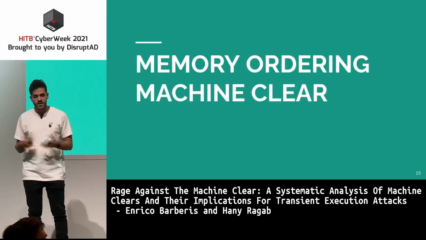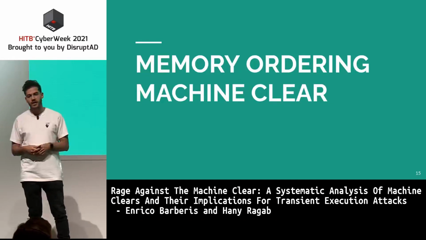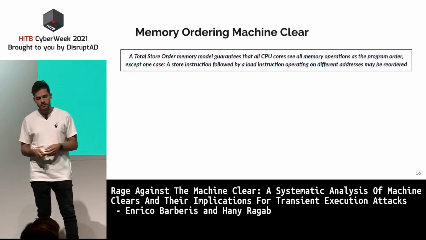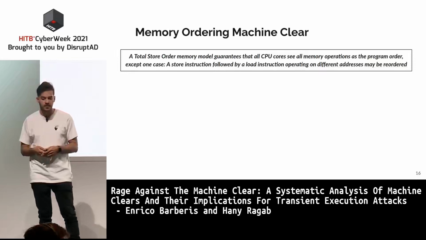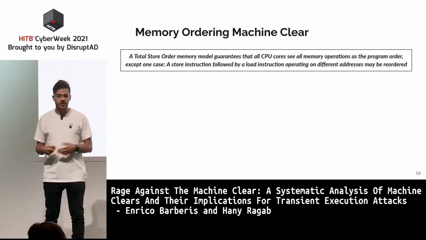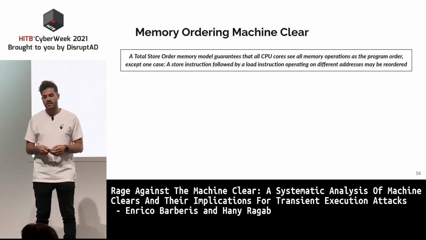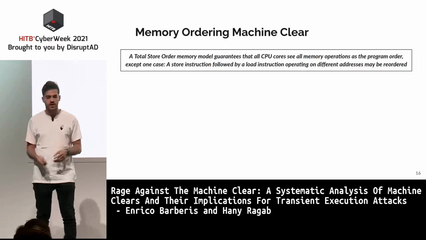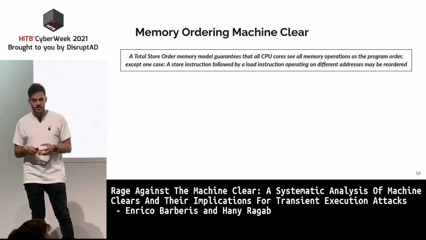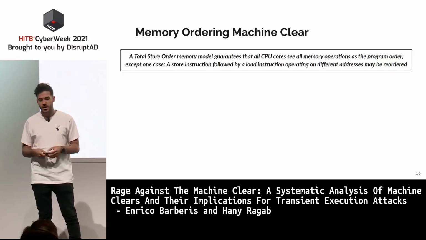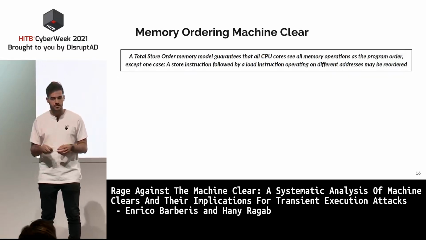The second type of machine clear that we're looking at today is called memory ordering machine clear, which is based on a total order memory model, the one adopted and implemented by Intel in their CPUs, which is a memory model that guarantees that all CPU cores see all memory operations in program order, except one case, where a store instruction followed by a load instruction operating on different addresses, these two may be reordered, so violating the program order.